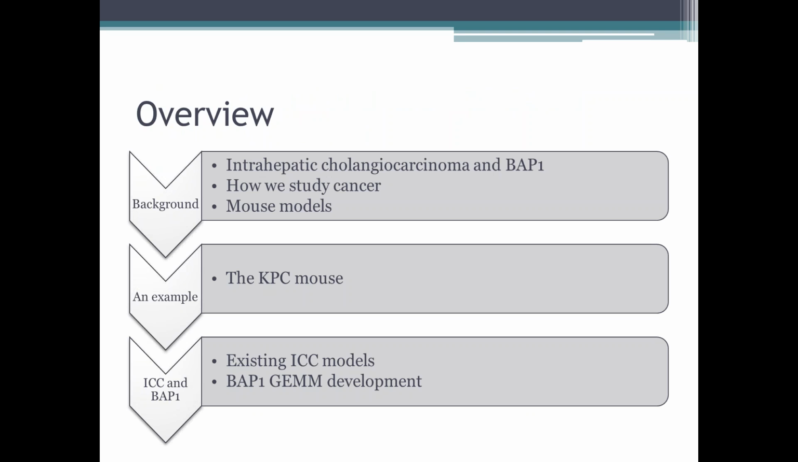So just to review, this is what we talked about: a little bit more background and basics on how we study cancer in mouse models. The example of the KPC mouse for pancreatic cancer, which has been a successful GEM, and the similarities between pancreas cancer and intrahepatic cholangiocarcinoma, and why we feel like a GEM for intrahepatic cholangiocarcinoma would be successful. And then I talked about the two mouse models that currently exist for IHCCA, and the development of the BAP1 GEM.